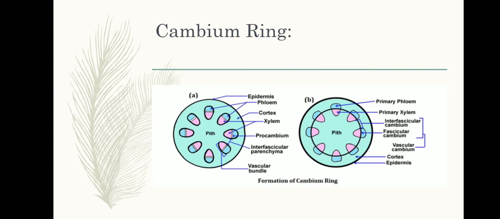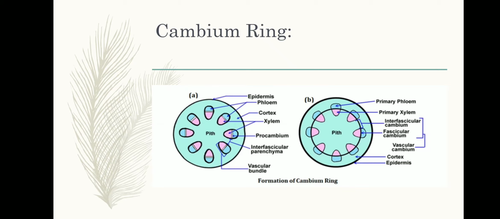In between the xylem and the phloem, there is the presence of cambium tissue. This type of arrangement of vascular bundle is called an open vascular bundle. The cambium tissue which is formed between the xylem and phloem is called intrafascicular cambium. इंट्रा, ओके, जो जाइलम और फ्लोएम के बीच में जो कैम्बियम टिश्यू है उसको बोलते हैं इंट्राफेसिकुलर कैम्बियम.